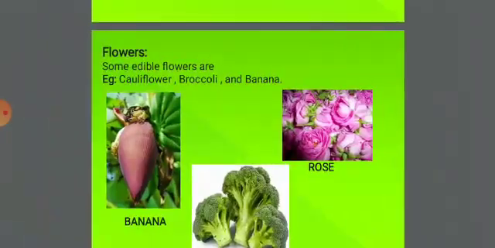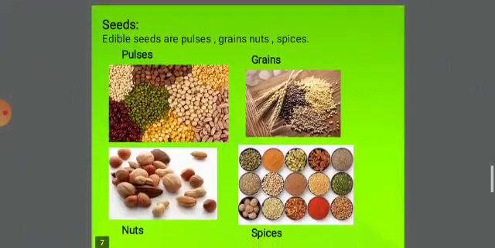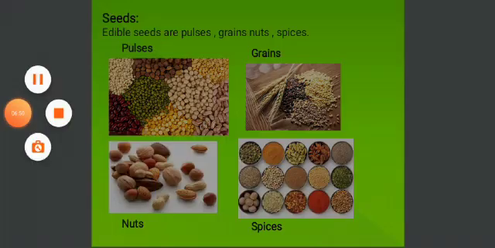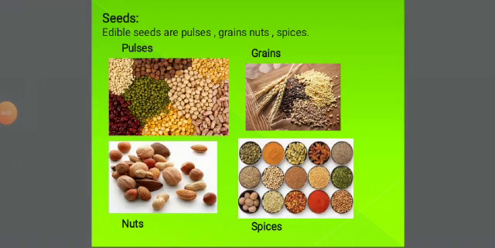Then the next one is seeds. Seeds are edible. Most of the seeds are edible. Some of the seeds are used as pulses, grains. Grains are nothing but cereals. And some of the seeds are used as spices. And some of the seeds are nuts. Now let me see the first one, pulses.